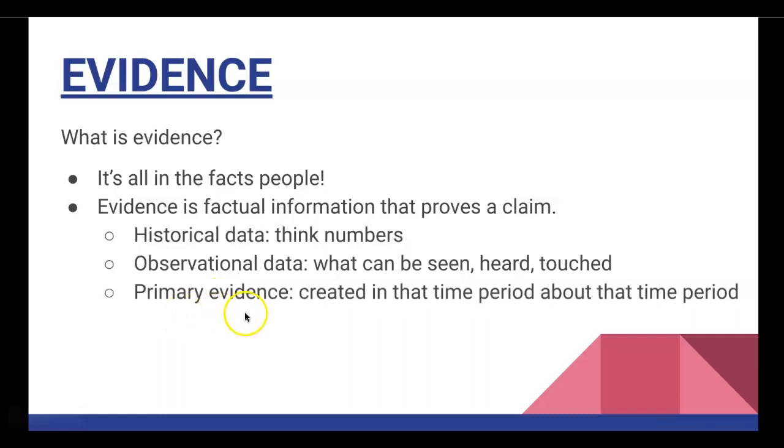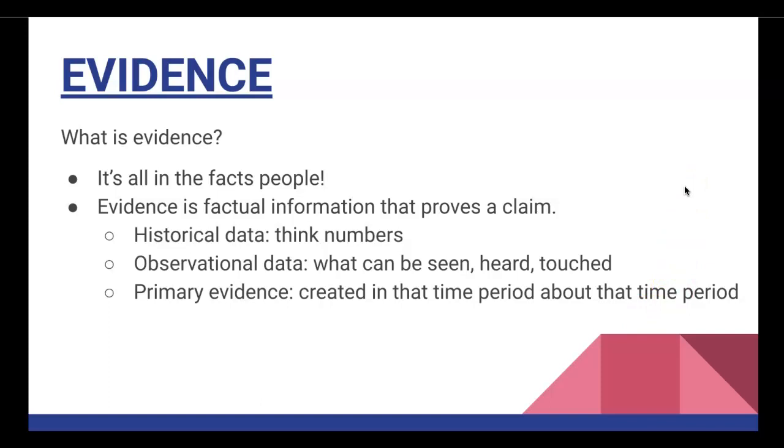Let's look at the third one, primary evidence. I like to describe a primary document as one that was created in the time period about that time period. For example, MLK's I Have a Dream speech is a primary document because he wrote the speech and gave that same speech in 1963 about equal rights.